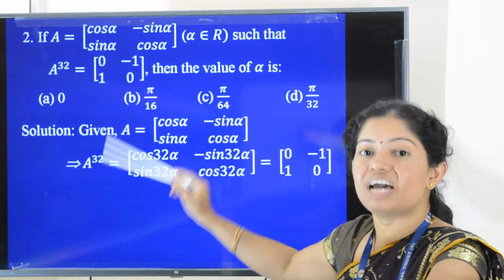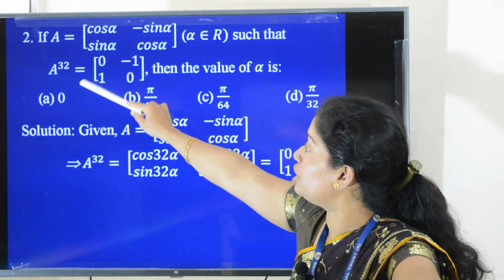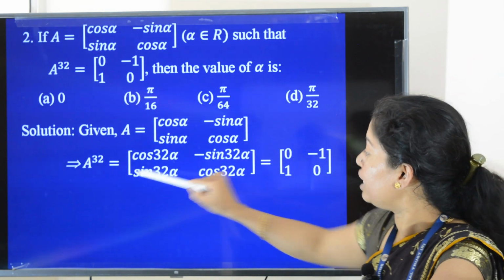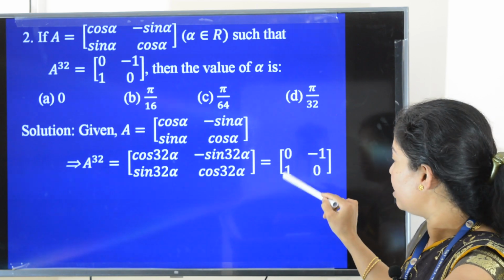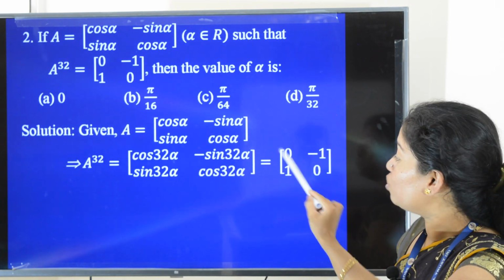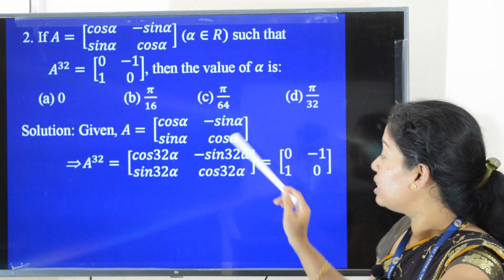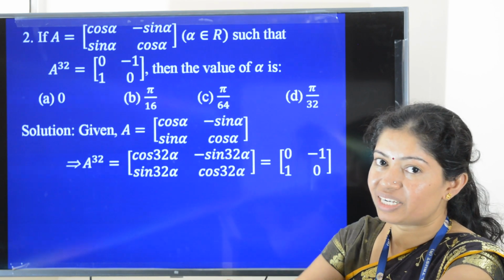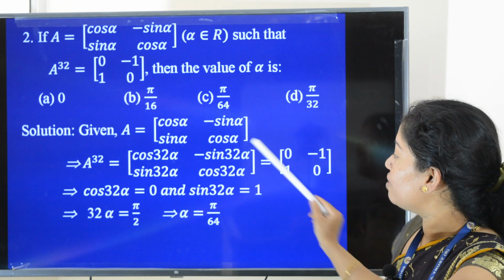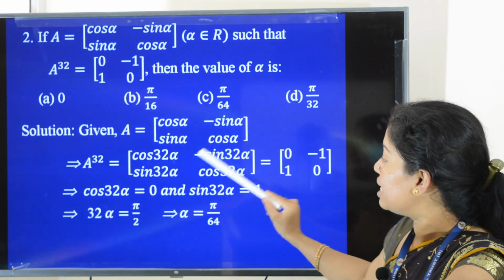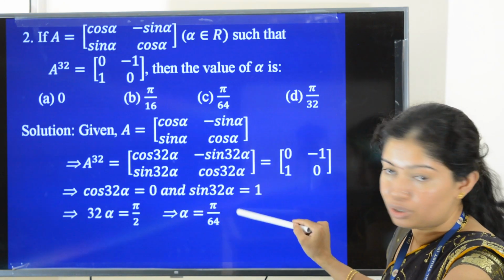And this value they have already given. A to the power 32 is this matrix. So equate this one with the matrix with entries 0, minus 1, 1, 0. Now if two matrices are equal, it means the corresponding entries should be equal, right? So now equate the corresponding entries. Cos 32 alpha should be equal to 0 and sin 32 alpha should be equal to 1.